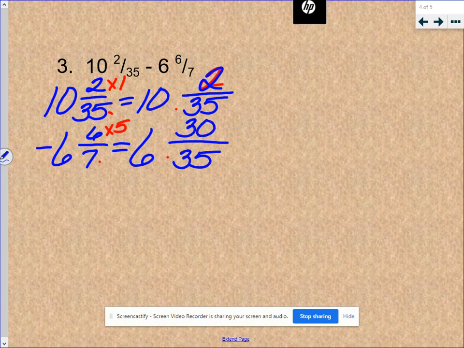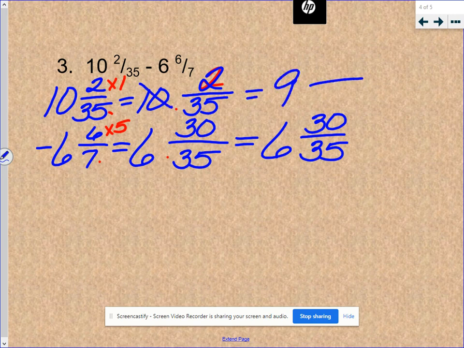And again, as you can see, you cannot take 2/35 minus 30/35. So you have to borrow. Second fraction stays as is. We borrow from the 10 to make it a 9. We're going to use our trick. We're going to add our numerator of 2 and our denominator of 35 to give us a new numerator of 37. Now we can subtract.